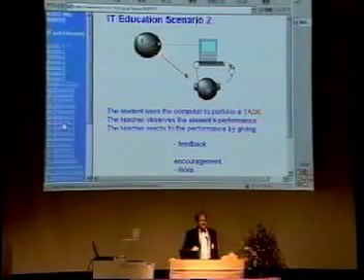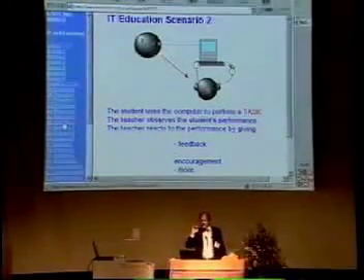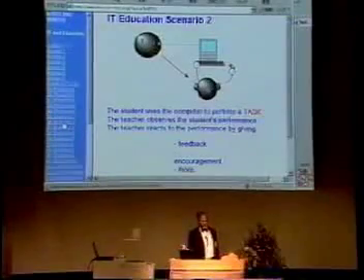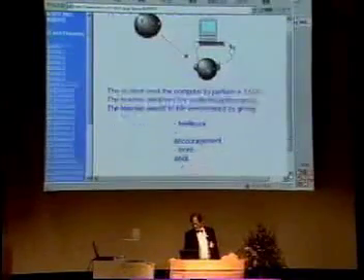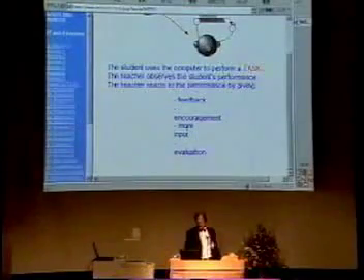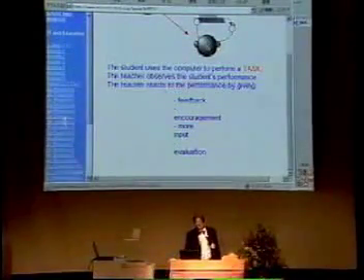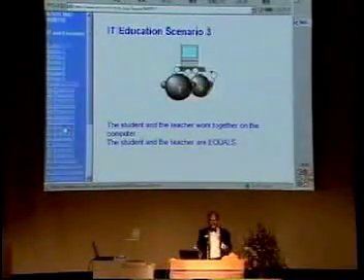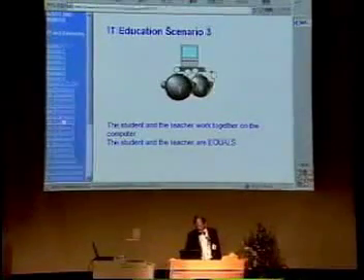Oh, let the student use the computer. Tell the student what to do. Watch what the student does. Very nice situation. The student is motivated by the computer. Great. And you give the student feedback, encouragement, input, evaluation. Yeah, great. Or work together with the student. How lovely. One-to-one. Great.